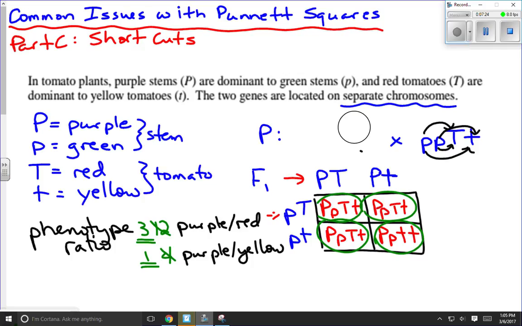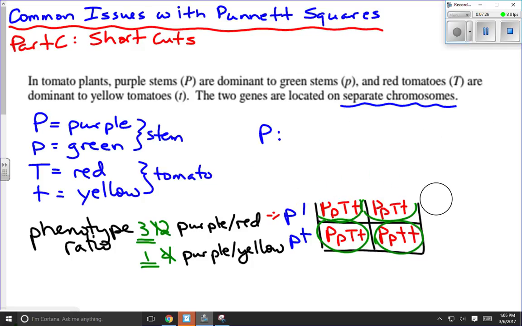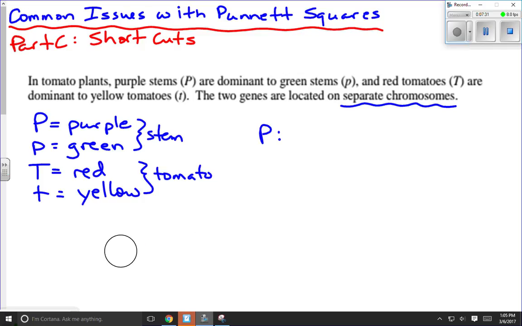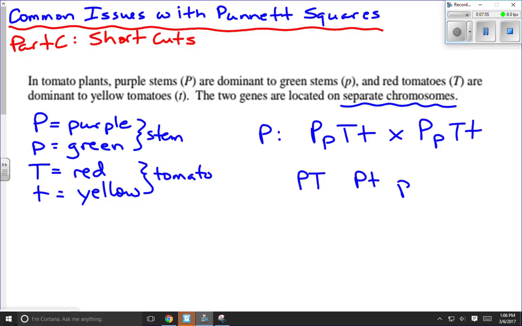I'm going to take a different P generation. And this time I'm going to show you a shortcut that only works in one circumstance. It's a very specific shortcut. And that circumstance is if we have both parents heterozygous for both traits. In other words, both parents are big P, little p, big T, little t. In a situation like that, we do FOIL to set up our Punnett square to figure out the offspring here. We would get big P big T, big P little t, little p big T, little p little t.